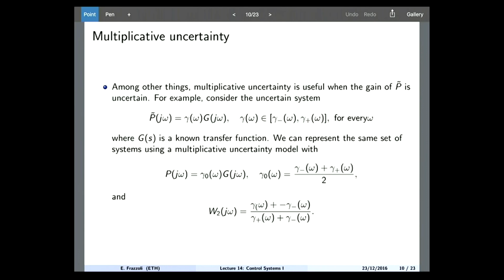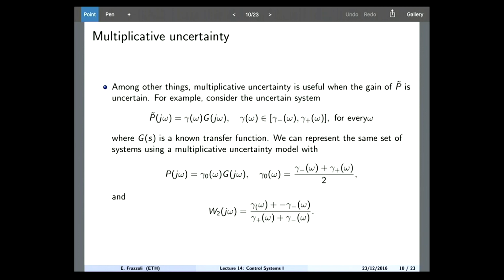When do you use this? Essentially, multiplicative uncertainty is useful when the gain of your real transfer function is uncertain, is unknown. For example, if I know that my real transfer function is given by some unknown gamma times some transfer function G, but I do not know gamma.